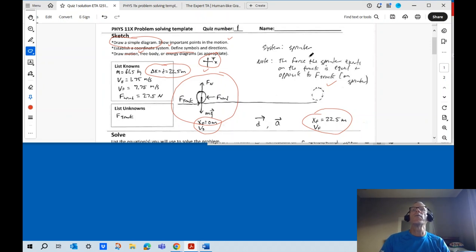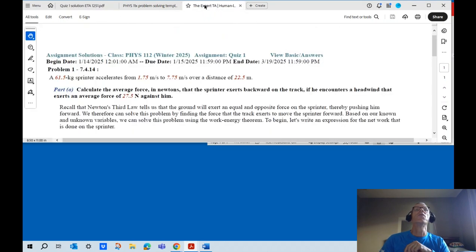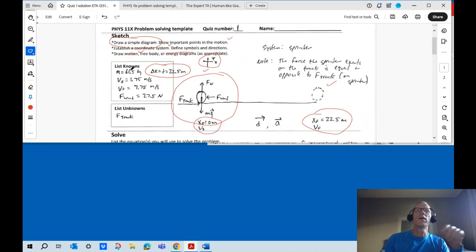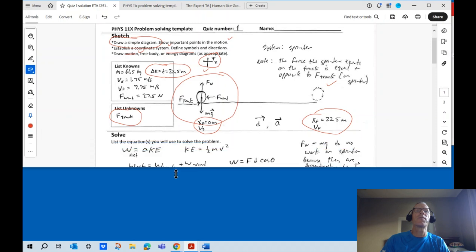So I made a note here, the force that the sprinter exerts on the track is equal and opposite to the force of the track on the sprinter. So they're asking for the force that the sprinter exerts backwards on the track. We're going to be figuring out what the work is that the track does on the sprinter. And so I've listed the other unknowns, and then our unknown, the target variable, is the force of the track on the sprinter.